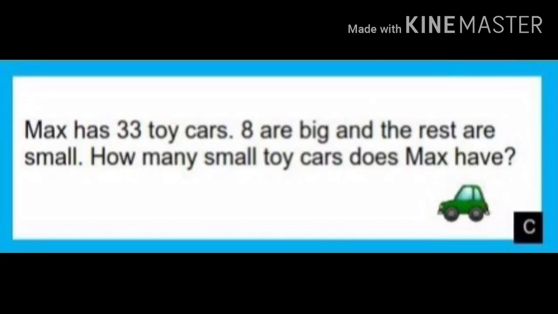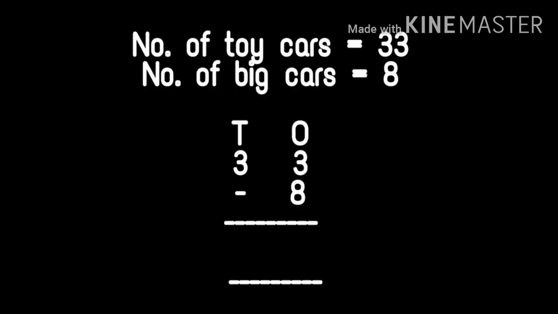Okay, let's discuss another one. Max has 33 toy cars. 8 are big and the rest are small. How many small toy cars does Max have? Here Max is the name of a boy. He has 33 toy cars, out of which 8 are big. Now you have to find the number of small cars. How will we write our first statement? Number of toy cars is equal to 33. Now the second statement: number of big cars is equal to 8.